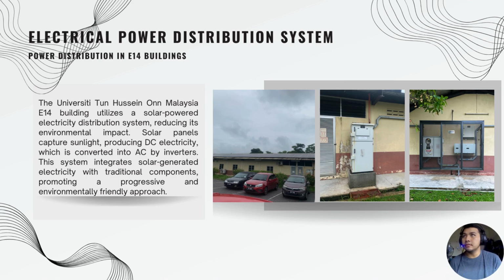For the electrical power distribution system, the E14 building at Universiti Tun Hussein Onn Malaysia incorporates solar power electricity, minimizing its environmental footprint. Sunlight is harnessed by solar panels to generate DC electricity, which is then transformed into AC through an inverter. This innovative system seamlessly blends solar-generated power with conventional components, exemplifying a forward-thinking and eco-friendly approach.